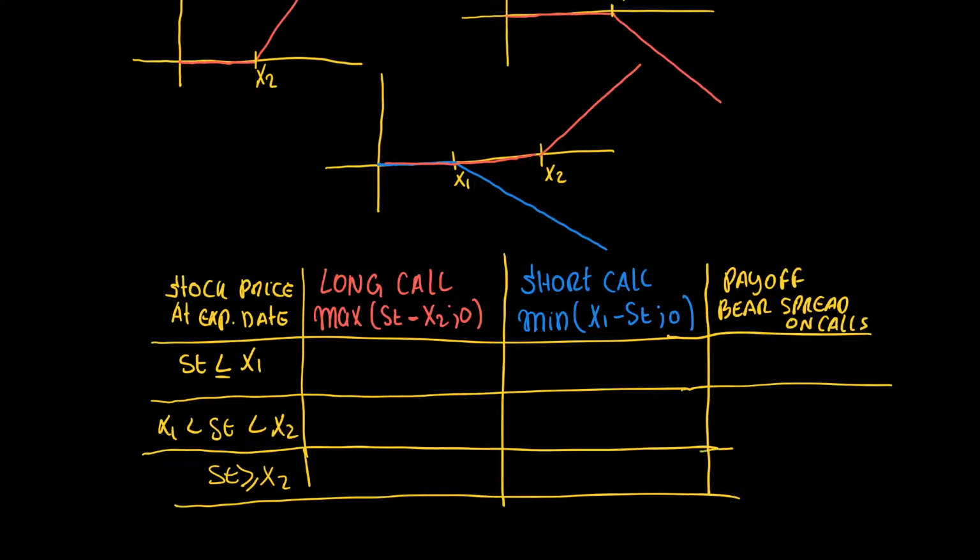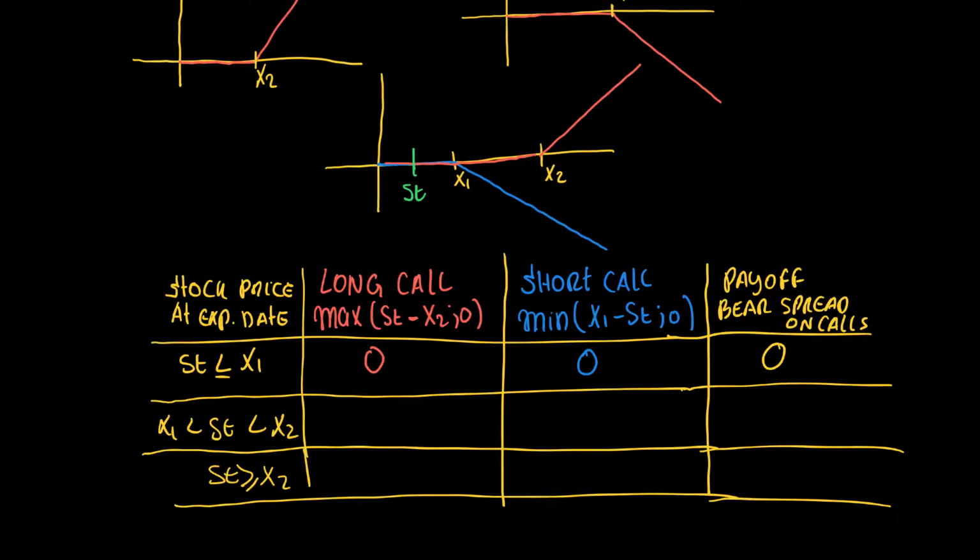So how can we do this? Well, it's similar to the other cases. We go into our graph and we see, if the stock price is below X1, if the stock price falls here, then it will pay 0 for the long call. It hits the red line on the axis, so it pays 0 here. And it also pays 0 for the short position. So 0 plus 0 gives 0.